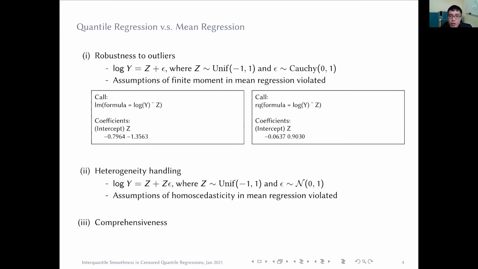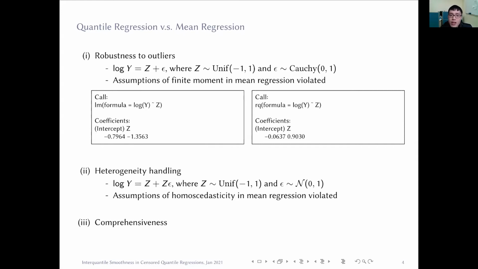Second, quantile regression can handle data heterogeneity. Consider this second model where the error is associated with the covariate. It is clear that the variance of the residual is changing with the covariate, and in that case, linear regression cannot work. The third advantage is the comprehensiveness.